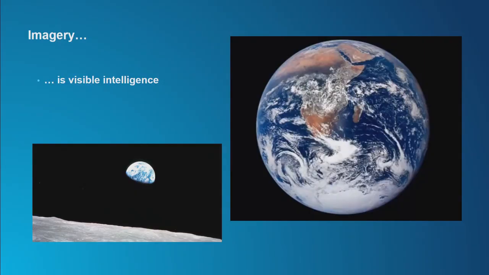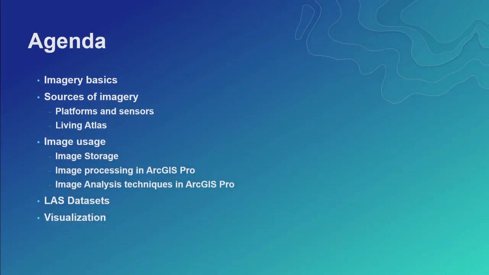All right, so after a few basics, I will talk about sources of imagery. I will talk about platforms, sensors, and then see what we have available in the Living Atlas. And later on, we will also look at other imagery sources, into internet sources, and also into Lidar sources. Imagery usage, we need to understand about different forms of image storage first, and then look into image processing, how we can actually make that imagery usable for the use in ArcGIS before we go into the analysis.